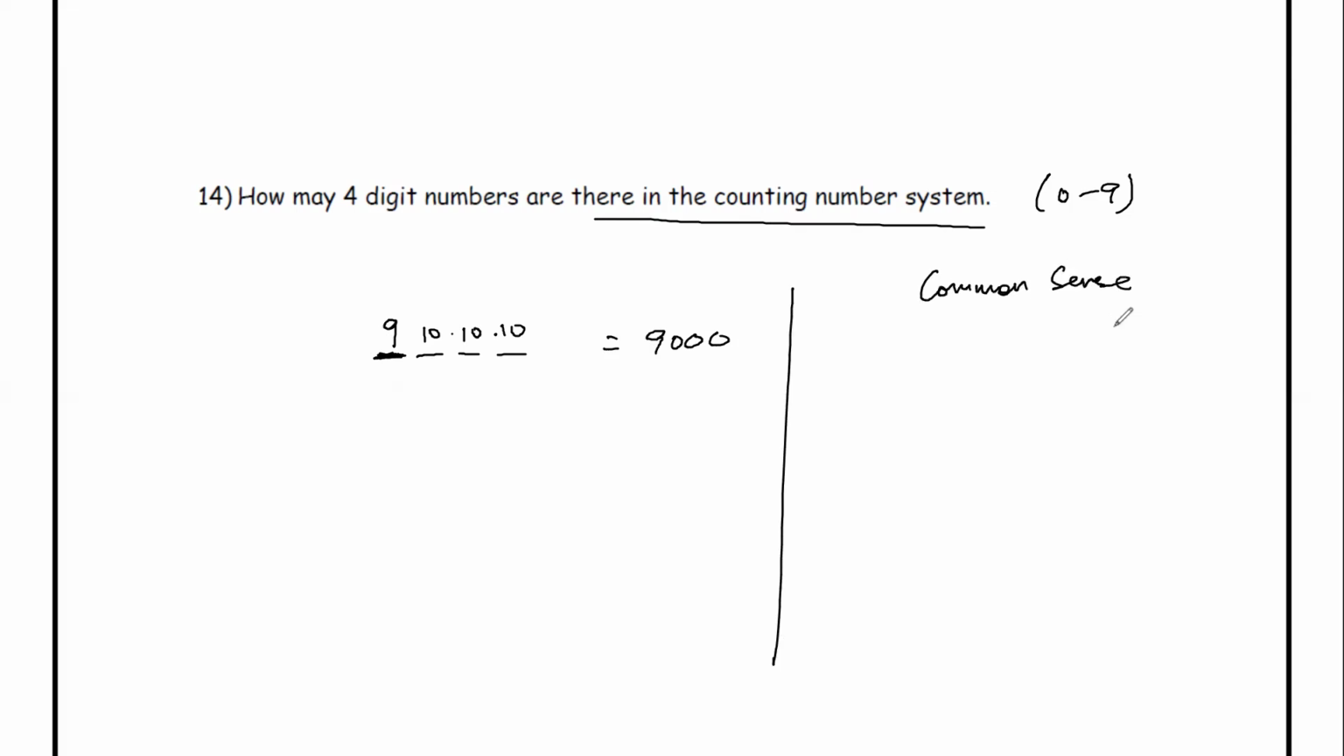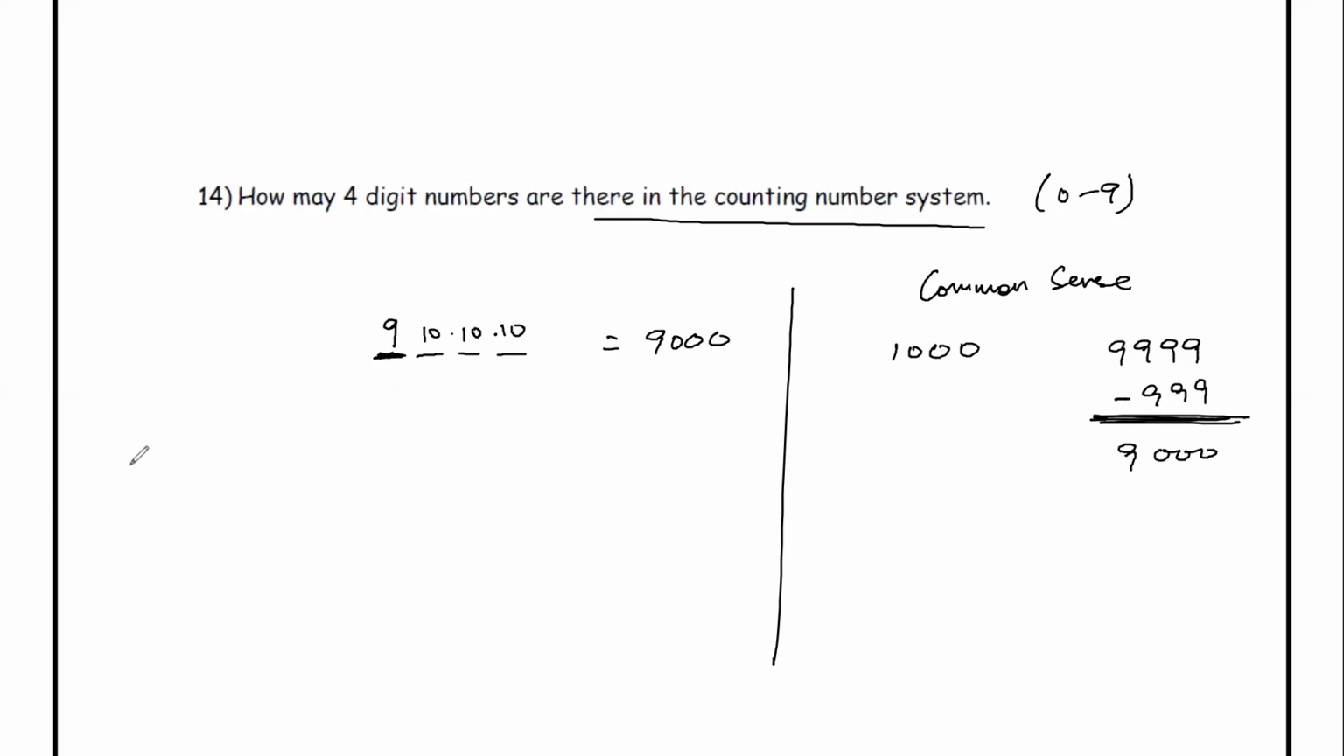If you know your counting system, the first 4-digit number is 1,000, and the last 4-digit number is 9,999. And don't make the mistake of subtracting 1,000, because then you're getting rid of one of the 4-digit numbers, which is 1,000 itself. So always subtract one lesser, so you end up getting 9,000. If you subtract 1,000, then remember you are deducting one 4-digit number, which is 1,000, when you subtract 1,000 from 9,999. So don't make that mistake.